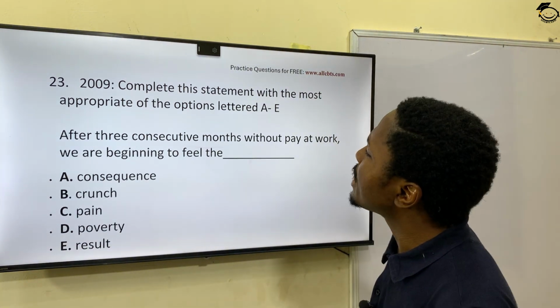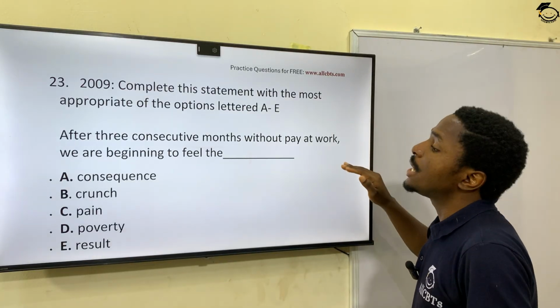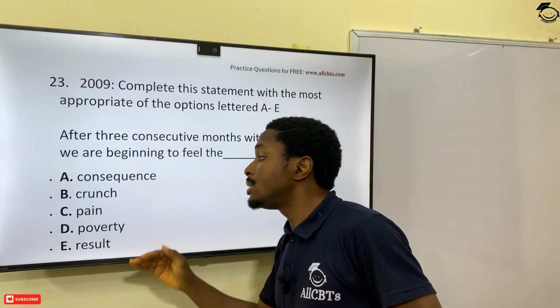23 from 2009. Complete the statement with the most appropriate of the options. After 3 consecutive months without pay at work, we are beginning to feel the what? The what?